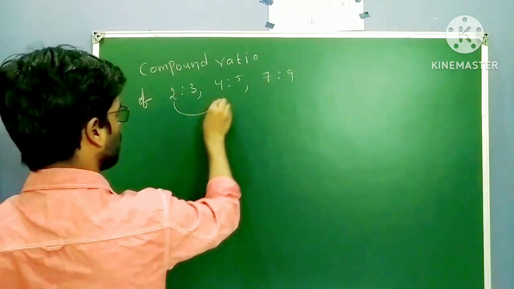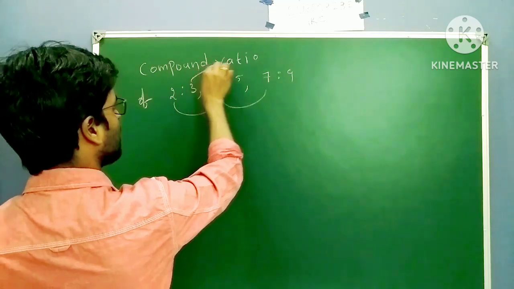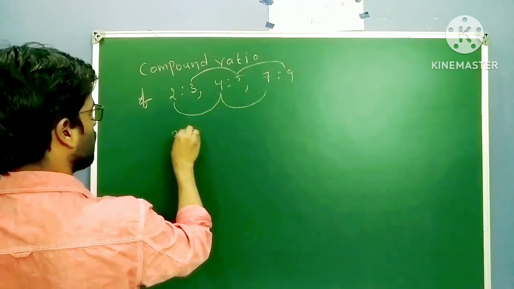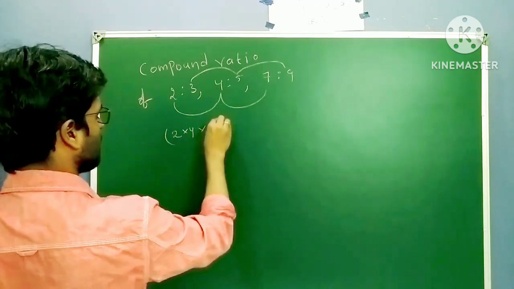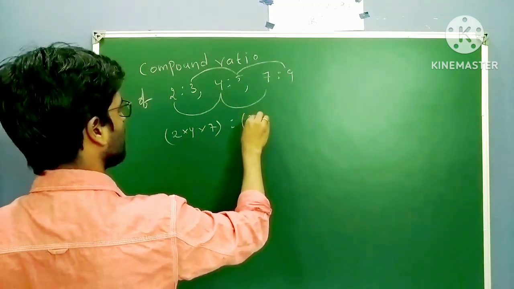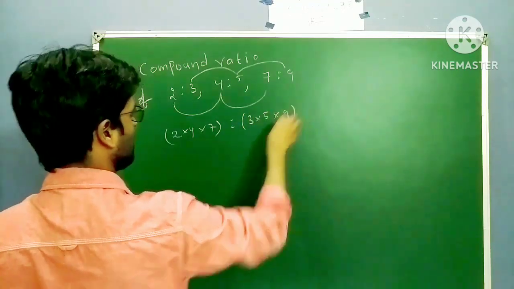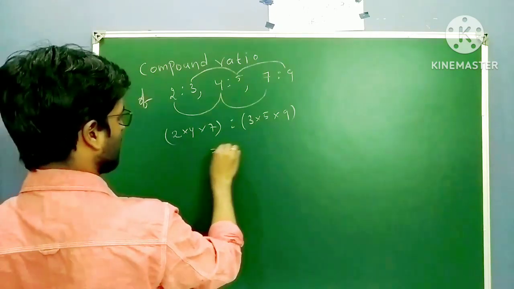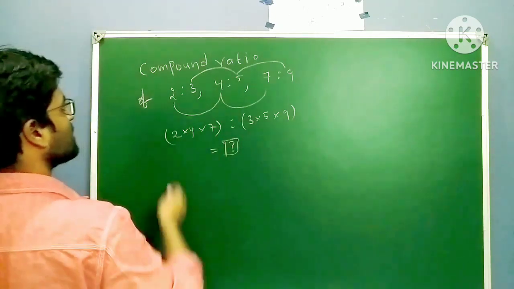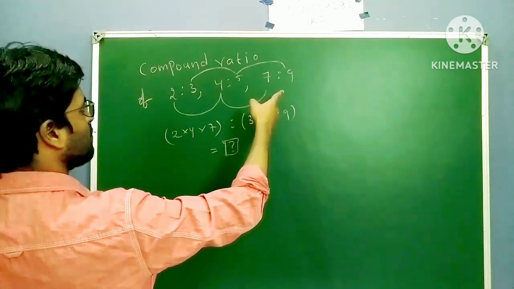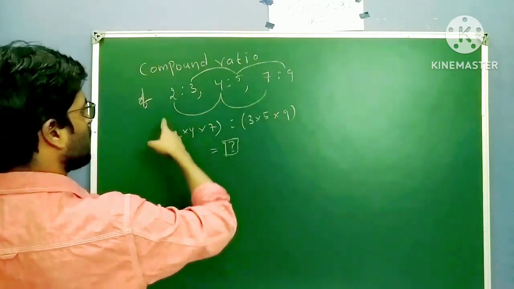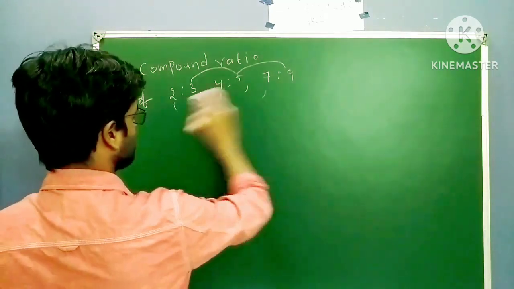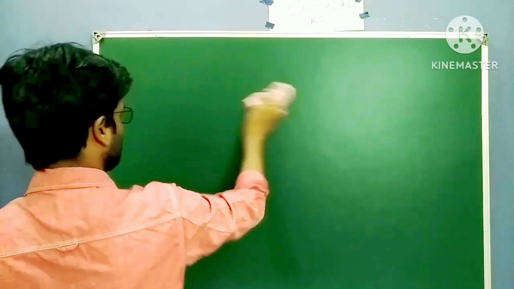2, 4, 7, 3, 5, 9, alternative numbers. You have to take these products: 2, 4, 7 is to 3, 5, 9. Just calculate this, and you can get the answer. If you have a compound ratio with numbers like 2 is to 3, 4 is to 5, 7 is to 9, you have to do this alternative multiplication. Next one.